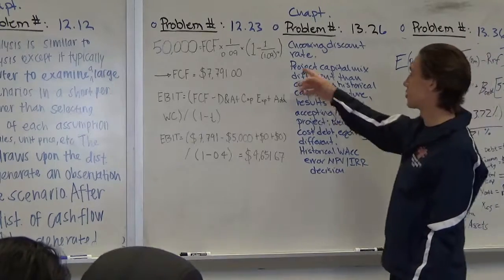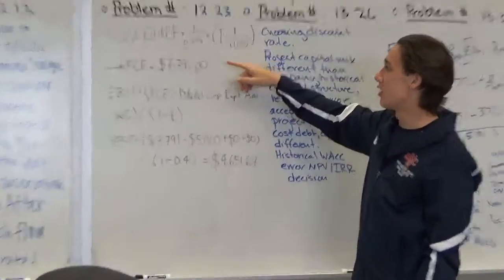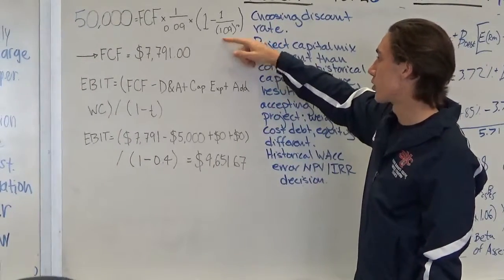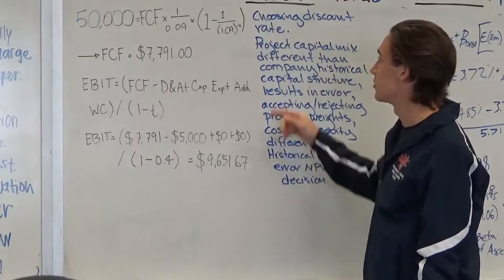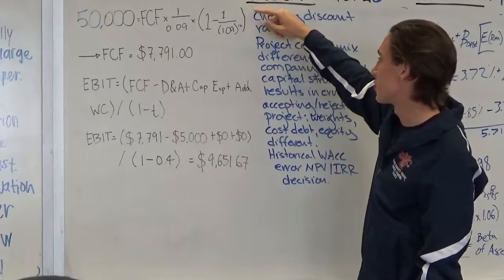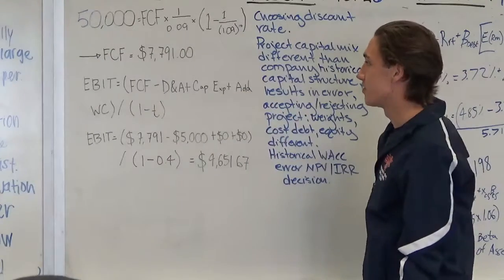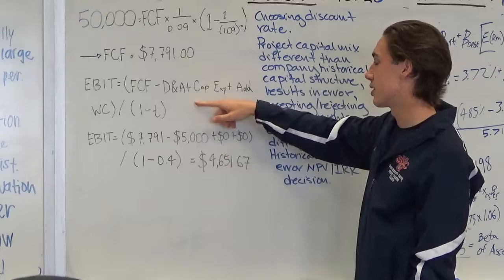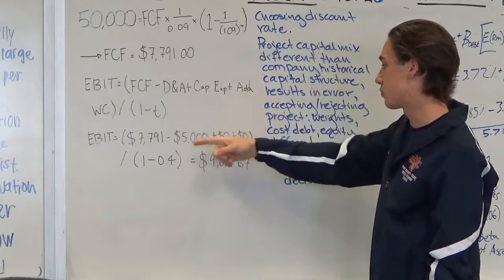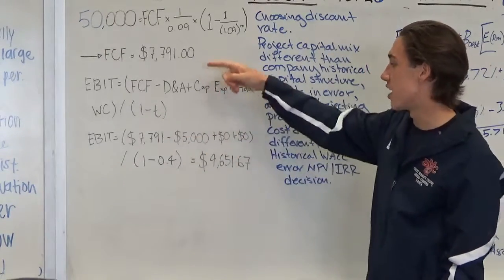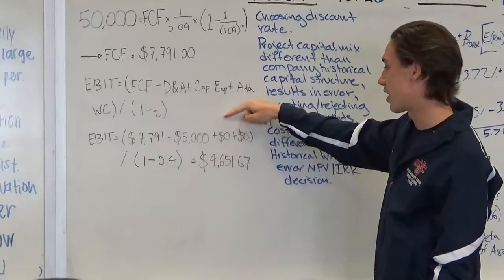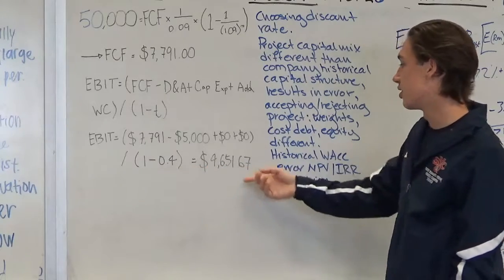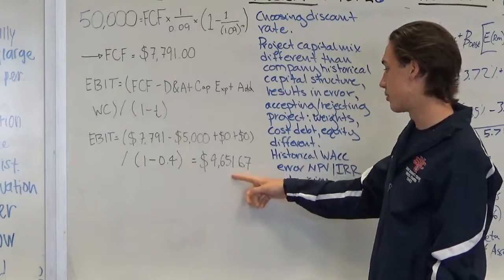So we get the original equation that we're going to use, and it's 50,000 equals FCF times the part of the equation 1 over 0.09 times the indices in the equation. We get the FCF is 7,791. We use another equation. We just plug that in using our FCF in the original 5,000 equation, and we use 0.4 when subtracting out, we get 4,651.67.